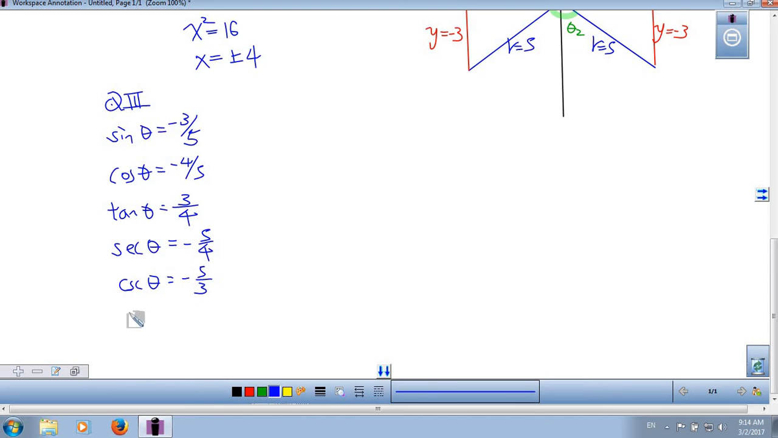It's the reciprocal of sine. And cotangent of theta will be 4 divided by 3, adjacent over opposite, or x over y, or it's the reciprocal of tangent. So there are several ways we can look at this.